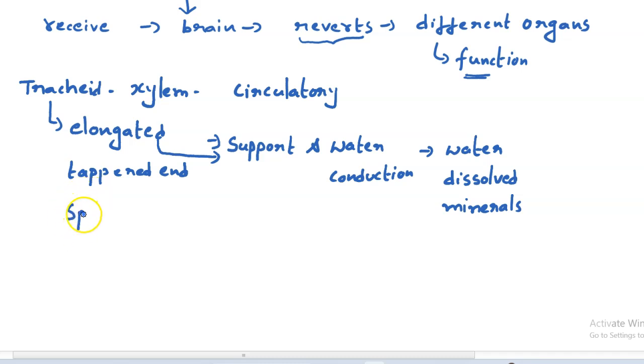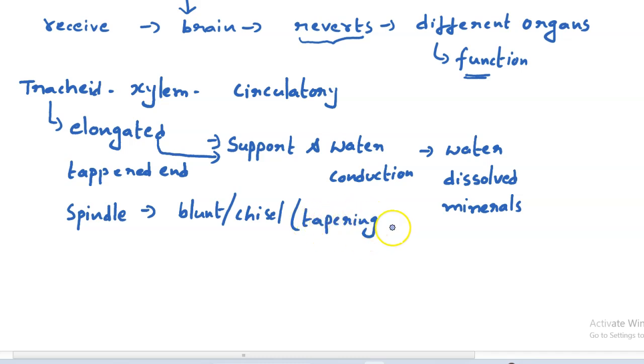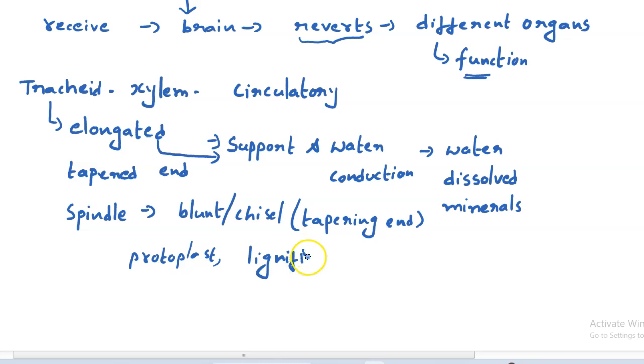This spindle-shaped structure of the tracheid indicates it possesses blunt or chisel-shaped tapering ends. At the same time, protoplast is absent in it. It is thick-walled, and the walls consist of lignin, hence these are lignified walls.